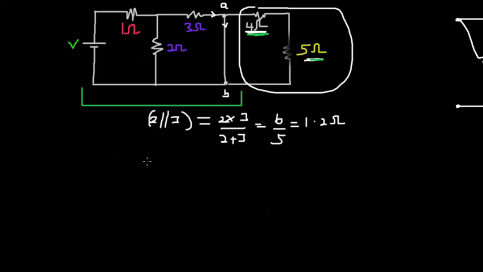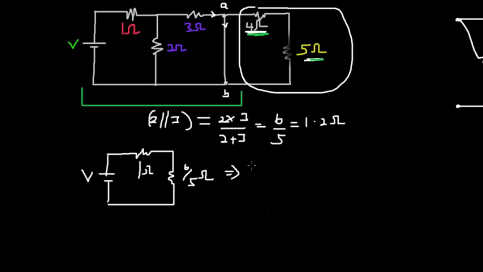So we have this circuit being in this form. It will be just reduced to this form. So we have our V, and then 1 ohm, and then we have 6 on 5. This will give us 1 plus 1.2 ohm, which is 2.2 ohm as our final answer.